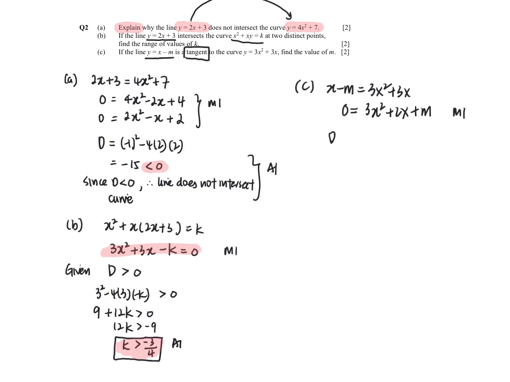Next mark is where you solve for discriminant equals to 0. This is given to you. So b squared minus 4ac is equal to 0. So you get 12m is 4, m is 1/3. So this is your answer mark.